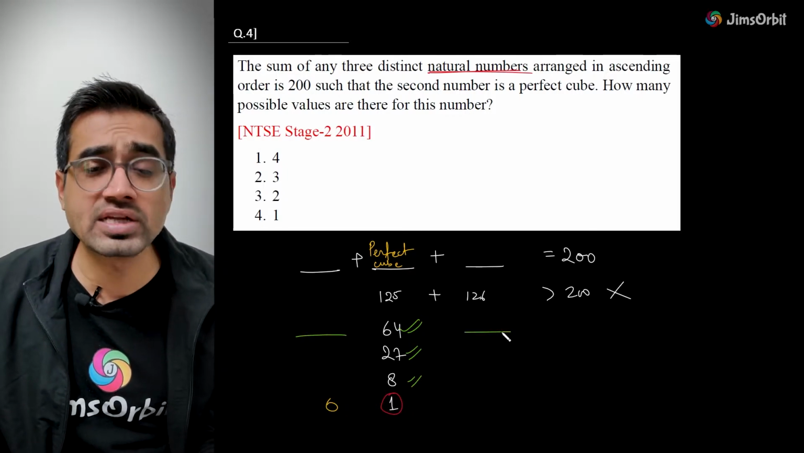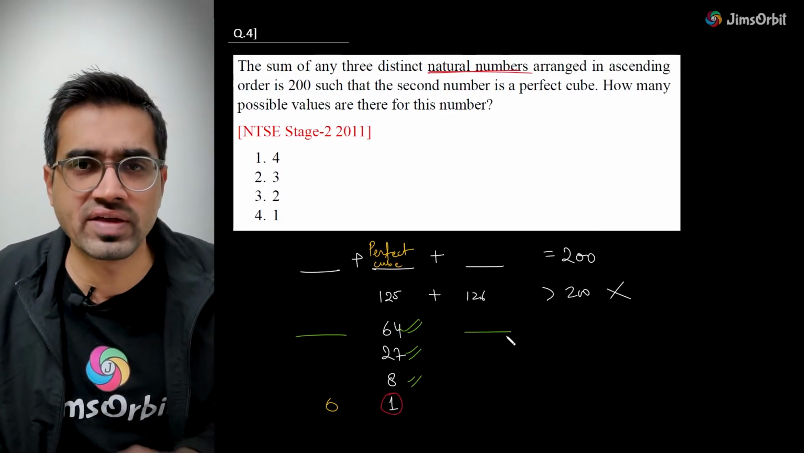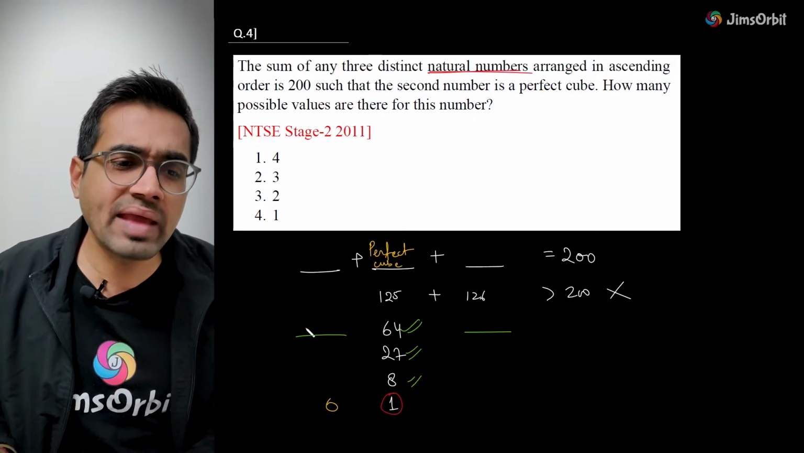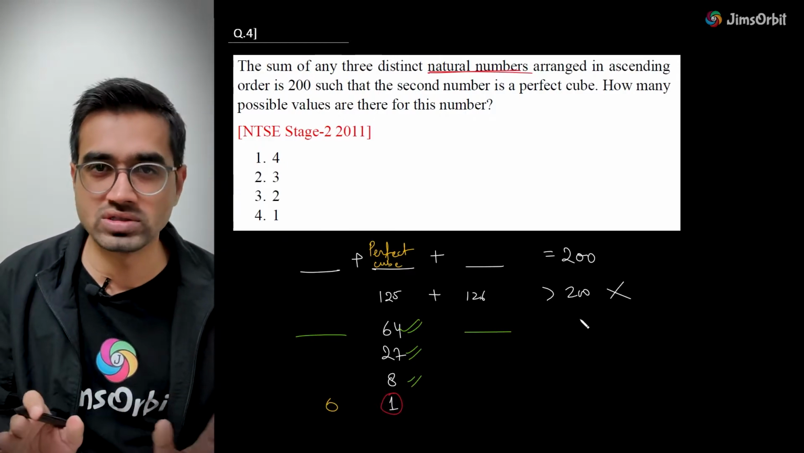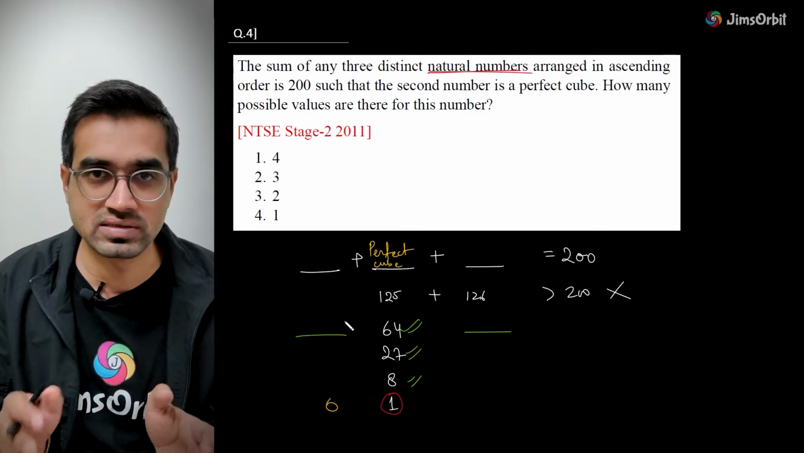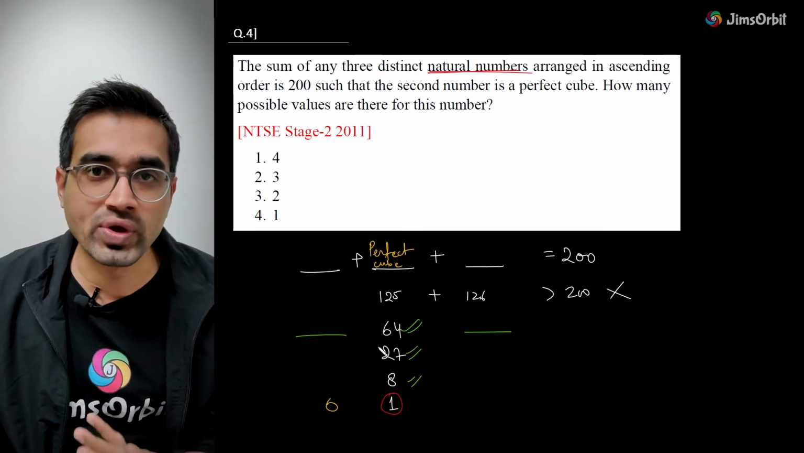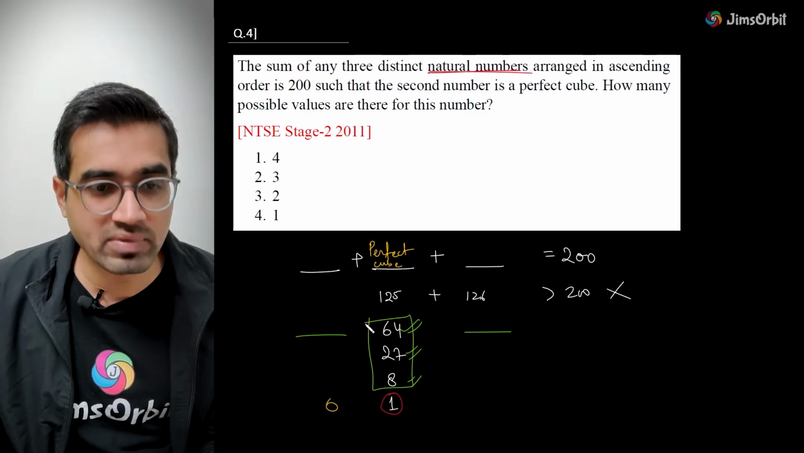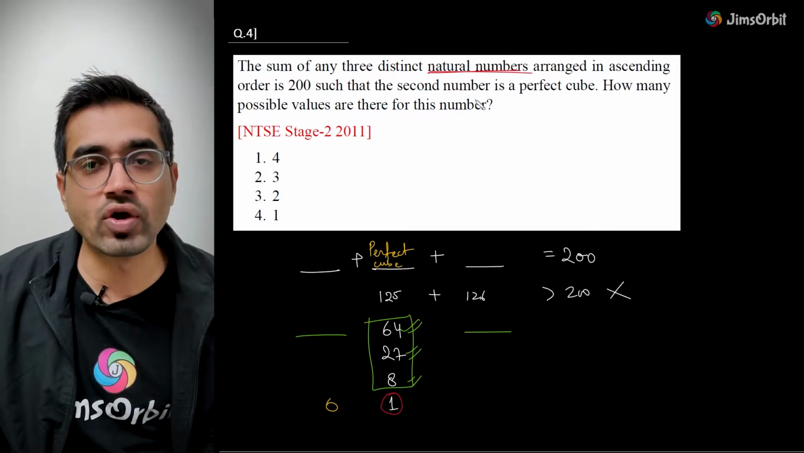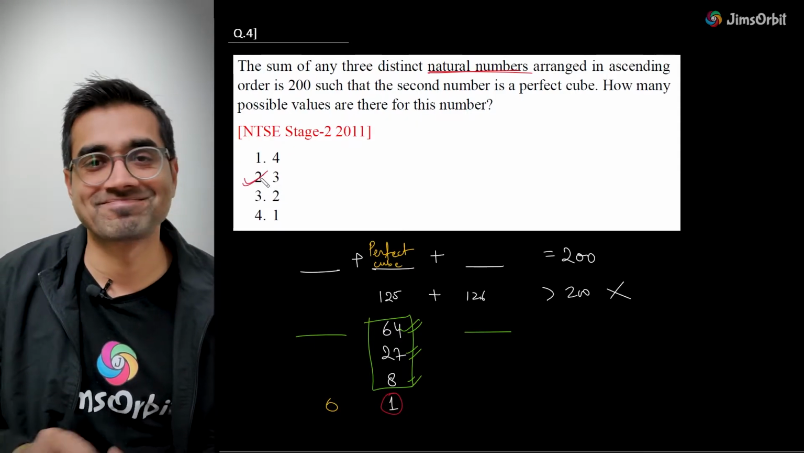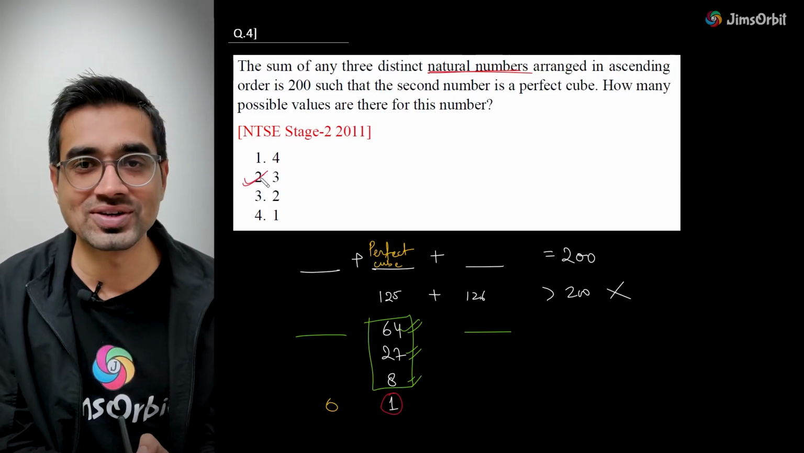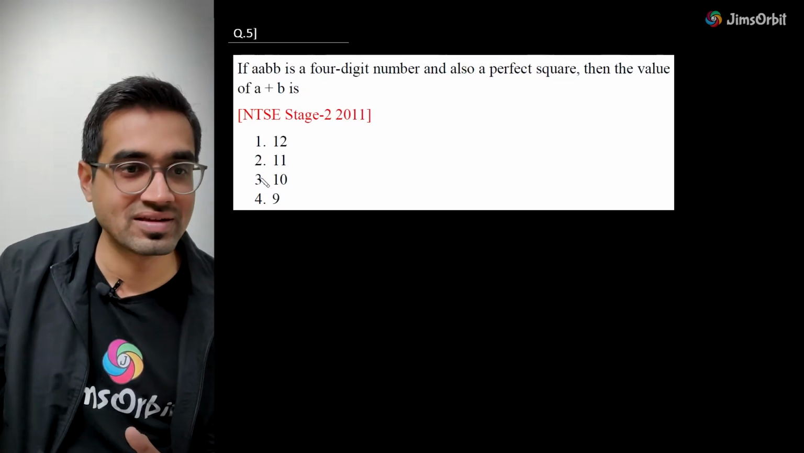They can be any number. It's not required that they should be 63 and 65. No, it's not like this. They can be any number. The sum should be 200. It is possible now; I can take any two numbers and adjust. So we have found 3 numbers which are satisfying the given conditions. I hope you understood this question too. Let's move to the next question.